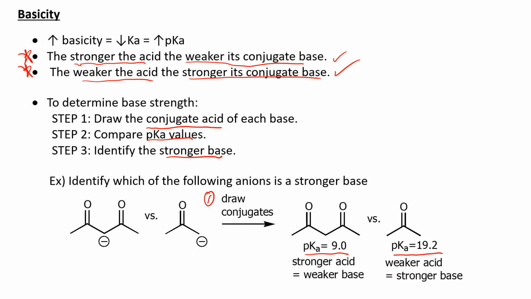Now, if we're looking for the stronger base, that means we're looking for the weaker acid. So the stronger base has the weaker acid, which has the highest pKa. So when you draw your conjugates, assign the pKa's, look for the highest pKa value of that conjugate acid that you drew, and that structure came from the stronger base.